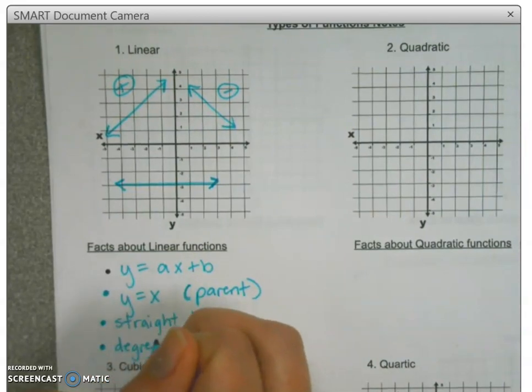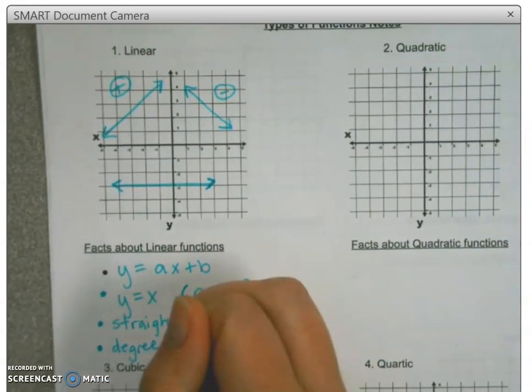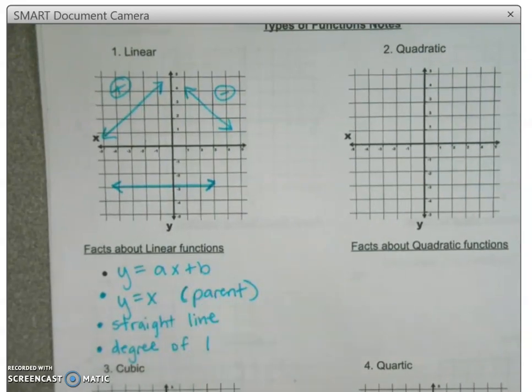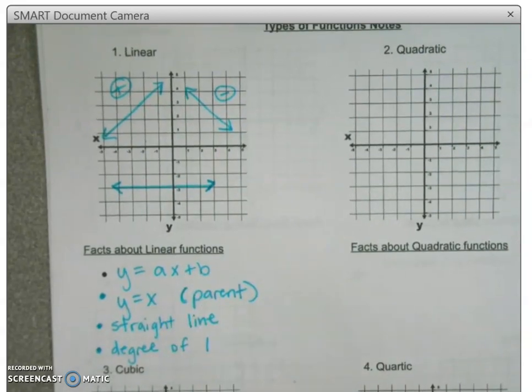So you will also know from vocab that degree is your highest exponent. Exponent is the tiny little number, and so this one has a degree of 1. Anytime you don't see an exponent on a number, it's 1. All right, so that is linear.